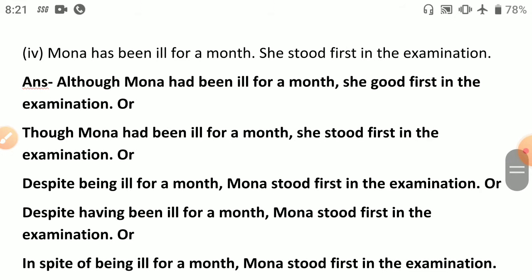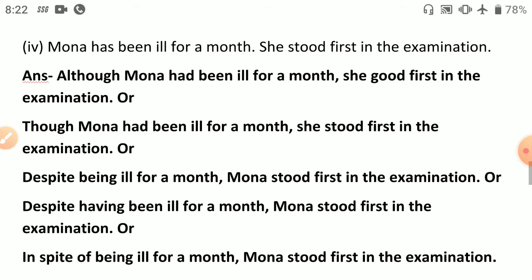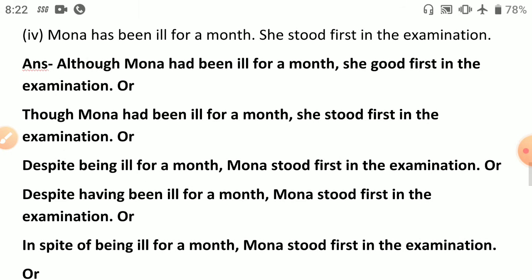Mona has been ill for a month. She stood first in the examination. Again, there is a contrast. If you have been ill for a month, definitely nobody is expecting you to come first in the exam. So there is a contrast. So although Mona had been ill, now you have to remember that in the first original sentence there are two sentences. Okay, and there is a full stop. So there are two separate sentences. So one can be in present, the other can be in past. But when you are writing within one sentence, it should follow the same tense. So that's why we are changing.